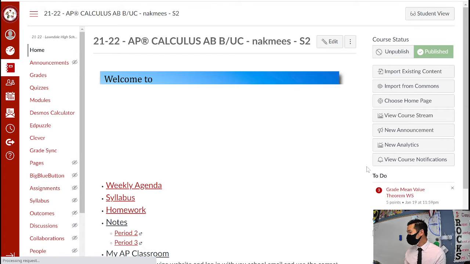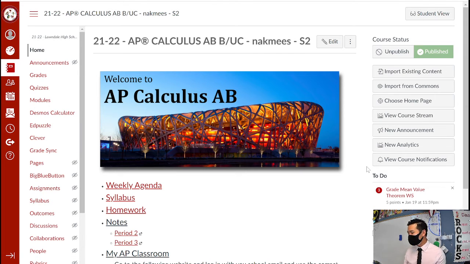So by the way, the first thing, the mean value theorem worksheet, is just these notes. You finished these notes already, right? Just take a picture of the last page for me and submit that, to show me that you've done these notes.